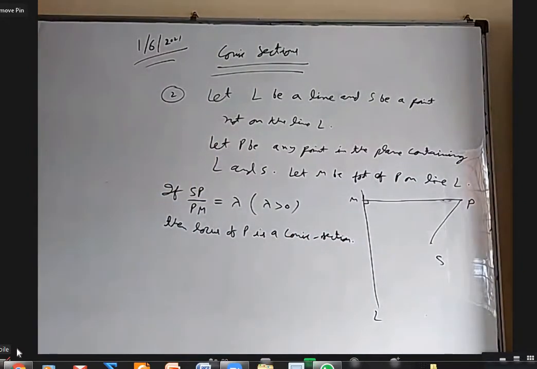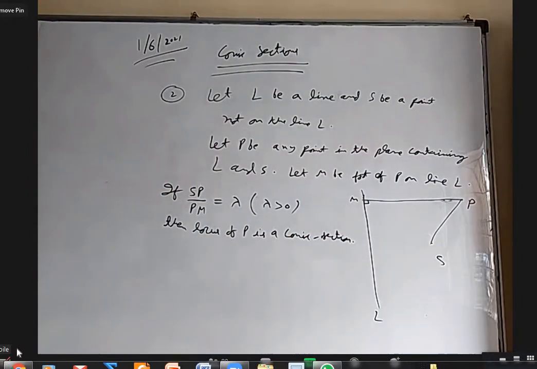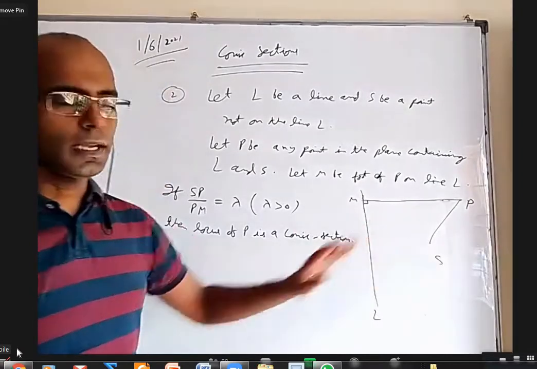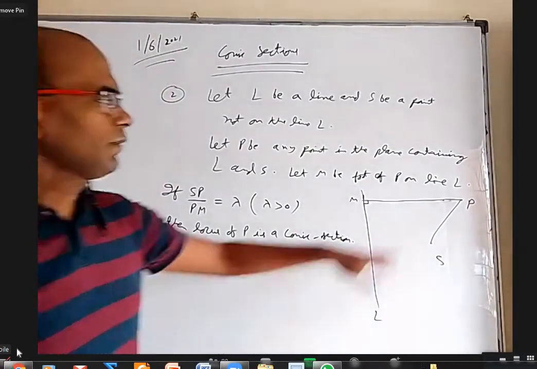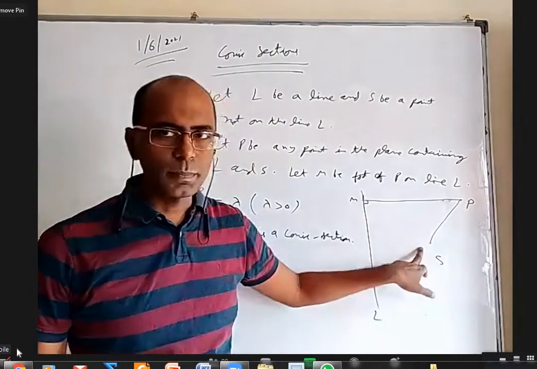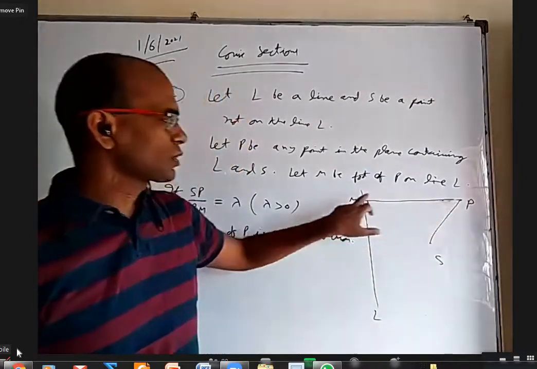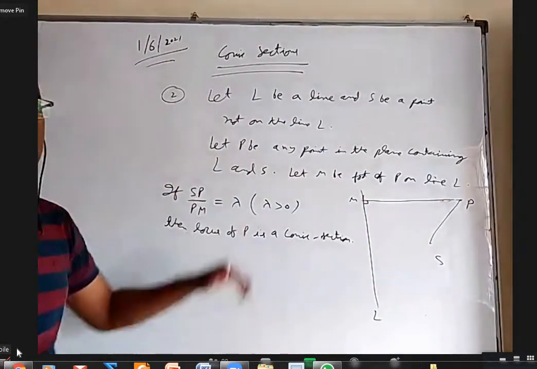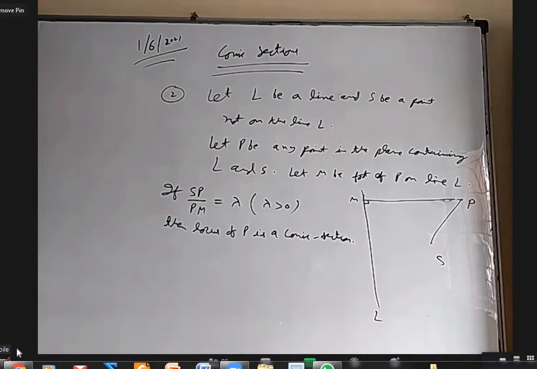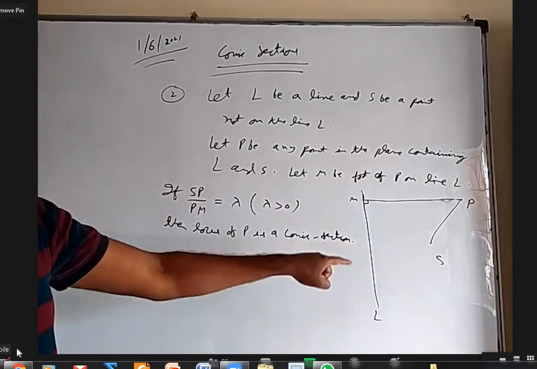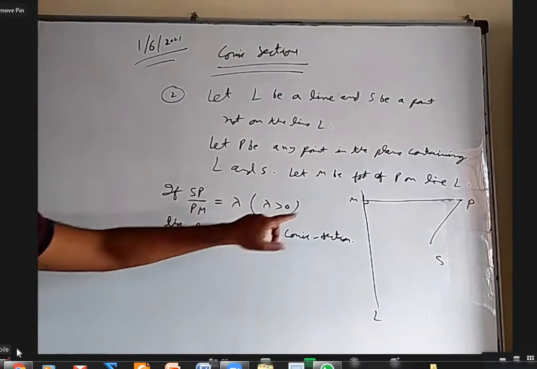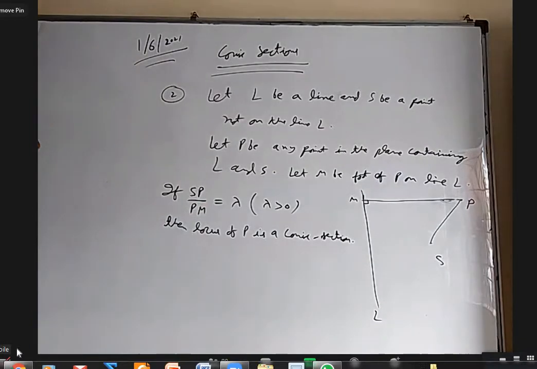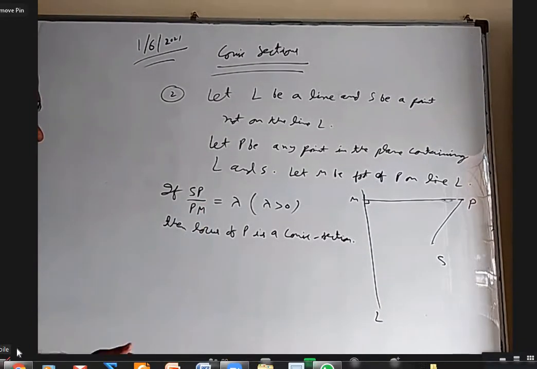Okay, so we are defining a conic section as a locus. We take a fixed point and a fixed line. Take a variable point, the distance to the fixed point and the perpendicular distance to the fixed line, they bear a constant ratio. From the variable point to the fixed point, and from the variable point the perpendicular distance to that line, the ratio should be constant. Then the locus of P is a conic section.